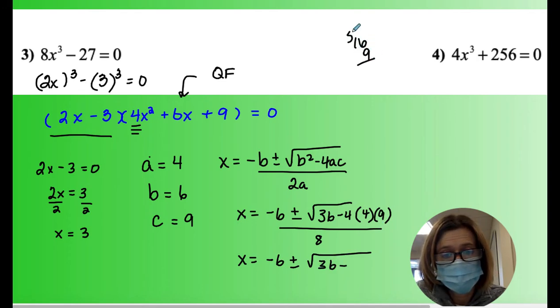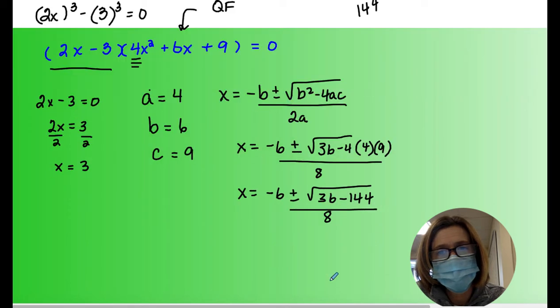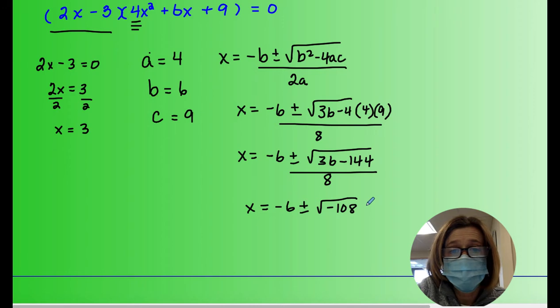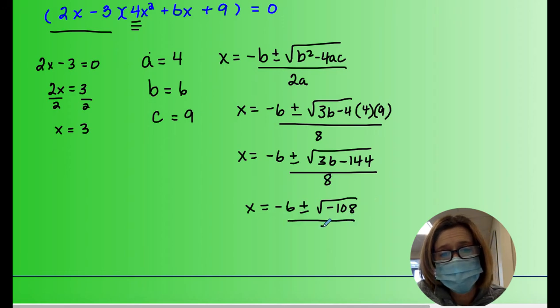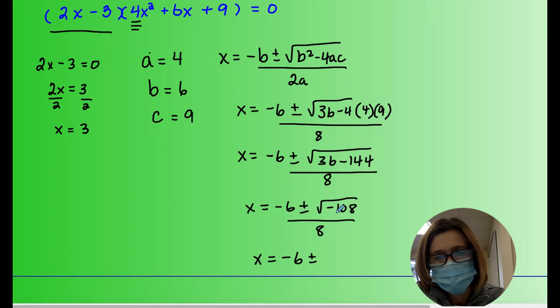Okay, so I have to simplify that. Negative 6 plus or minus the square root of 36 minus, all right, so 16 times 9, I think it's 154. I'm going to make sure, or 144, and it is. So 36 minus 144 all over 8. Now there's where that imaginary root's coming in. So now we have x equals negative 6 plus or minus the square root of negative 108 all over 8. Ugh, yuck, right? So let's keep going.